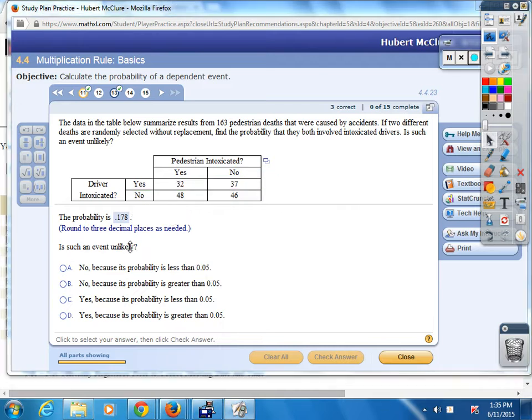Is such an event unlikely? Well, yeah, 0.018, I would say it's unlikely. But they're wanting you to check with the 5% rule. If two different drivers, so it would be no because it's greater than 0.05. Yeah, it would be no because it's greater than.